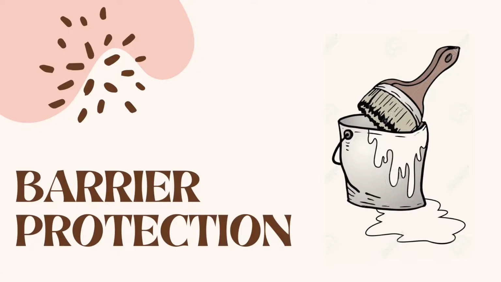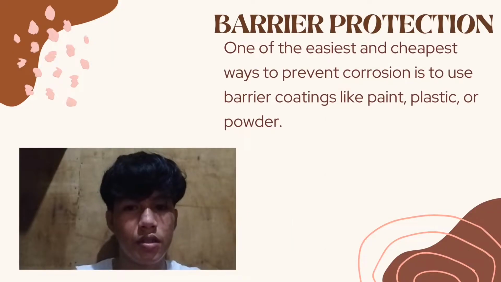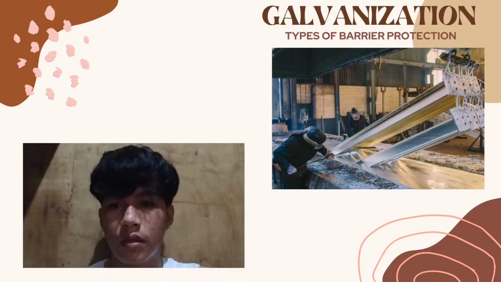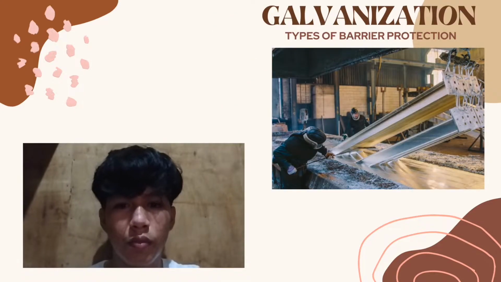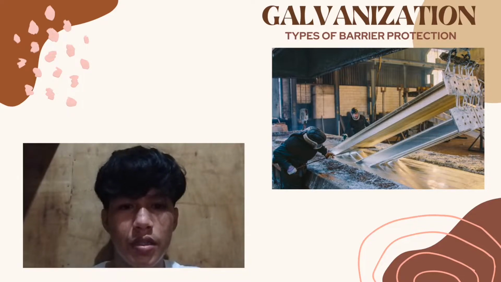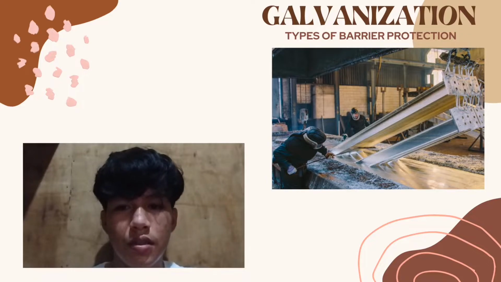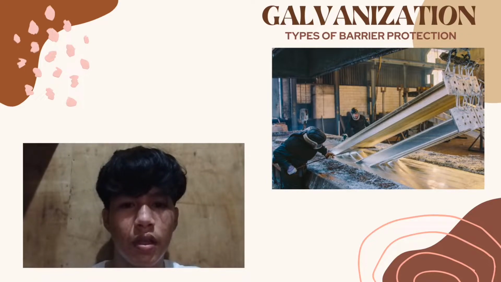Barrier protection. One of the easiest and cheapest ways to prevent corrosion is to use barrier coatings like paint, plastic, or powder. Galvanization is a metal coating process in which a ferrous part is coated with a thin layer of zinc. The zinc coating seals the surface of the part from the environment, preventing oxidation and weathering from occurring.